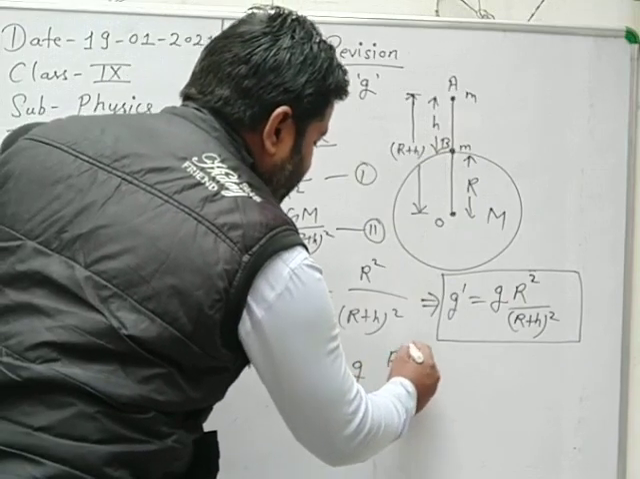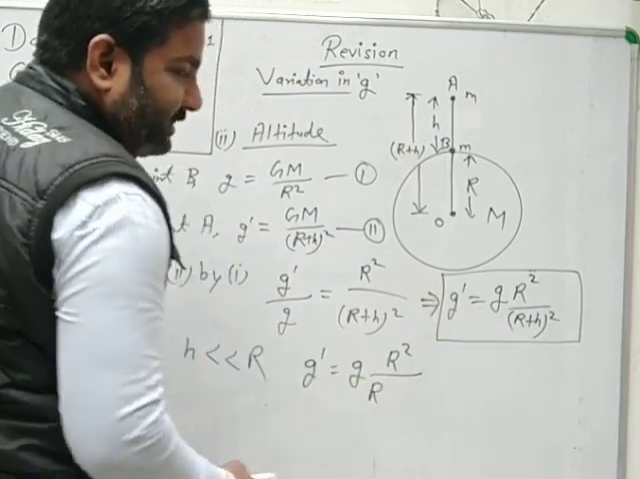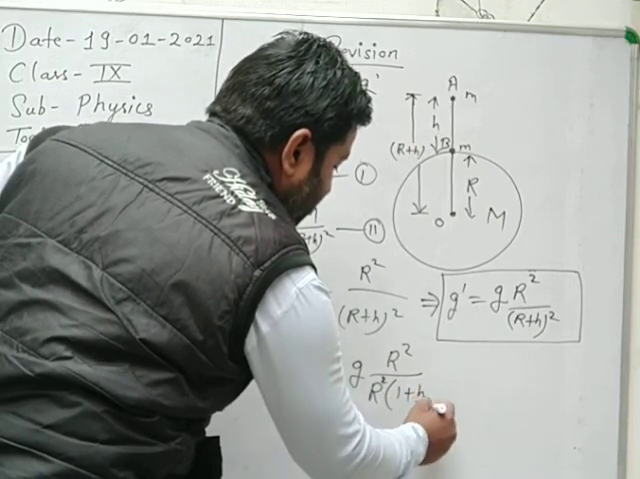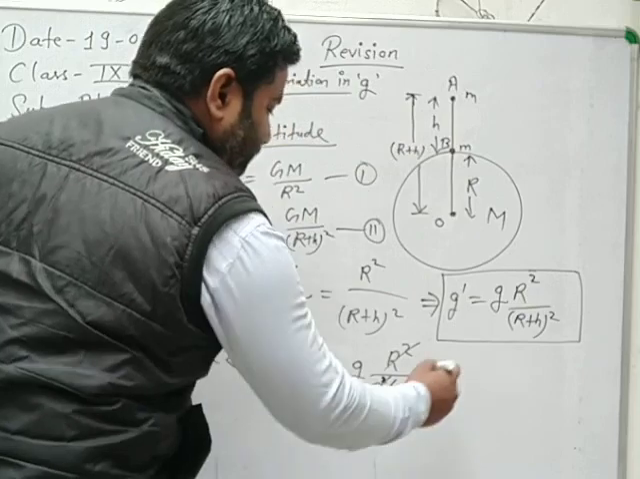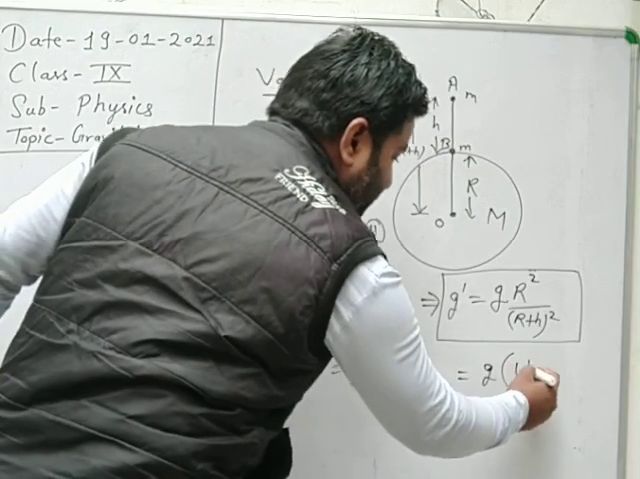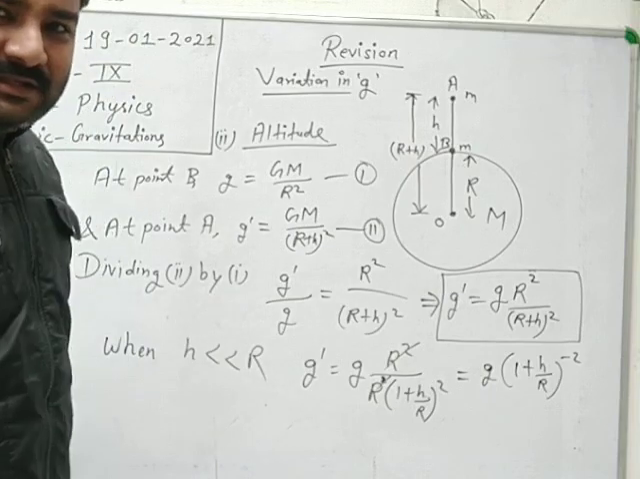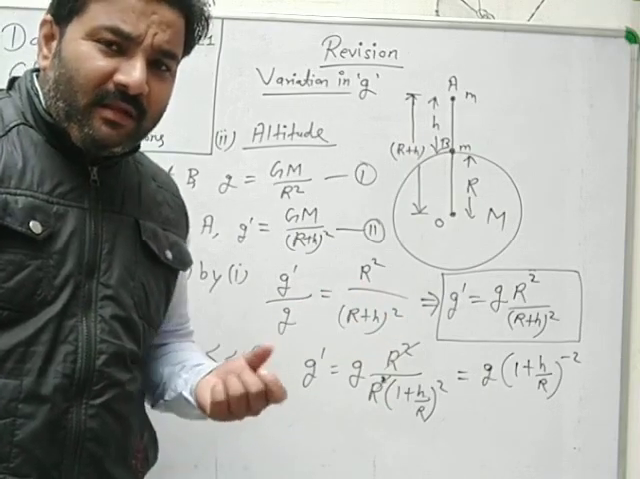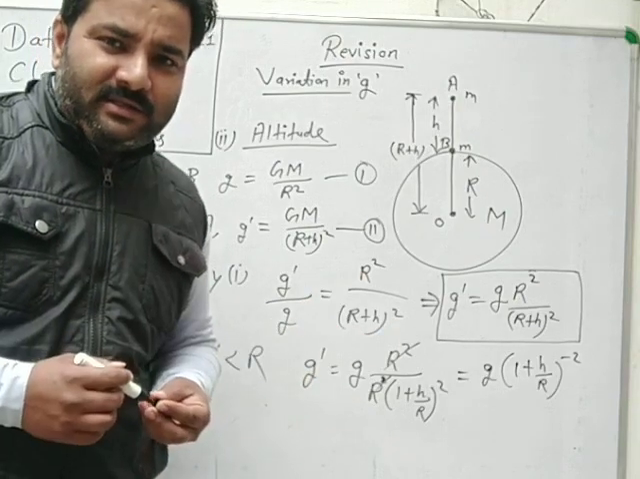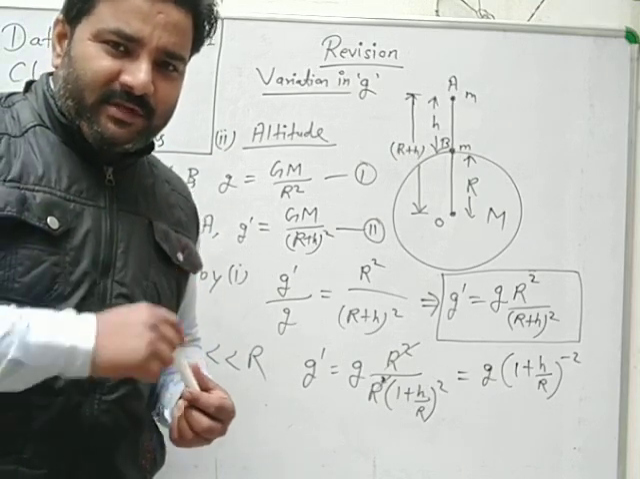So g dash is equal to g r square in the numerator, taking r common, outside the bracket will be r square times 1 plus h upon r whole square. R square cancels. Then this will be g in the numerator, shifted, then 1 plus h upon r to the power minus 2. Clear? Very simple concept. This is the concept of exponents. Whenever the denominator shifts into the numerator, the power will be minus. If the denominator has power 1, then in the numerator it will be minus 1. In the denominator 2, then in the numerator minus 2.